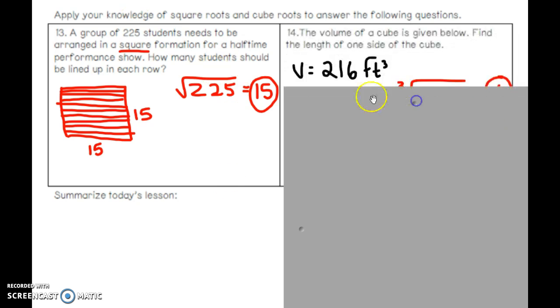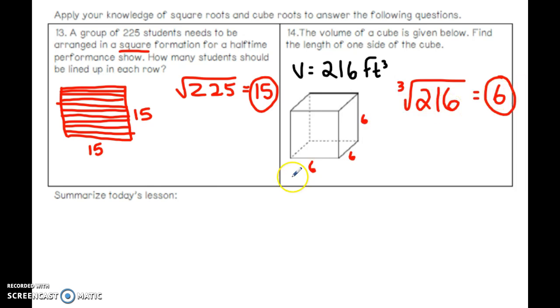For the last one, we're dealing with volume. Volume is three-dimensional. Remember, we talked about length times width times height. We know it's a cube also, which means the length, the width, and the height have to be the same value. So we can just take our volume and we can take the cubed root of that volume. The cubed root of 216 is 6.